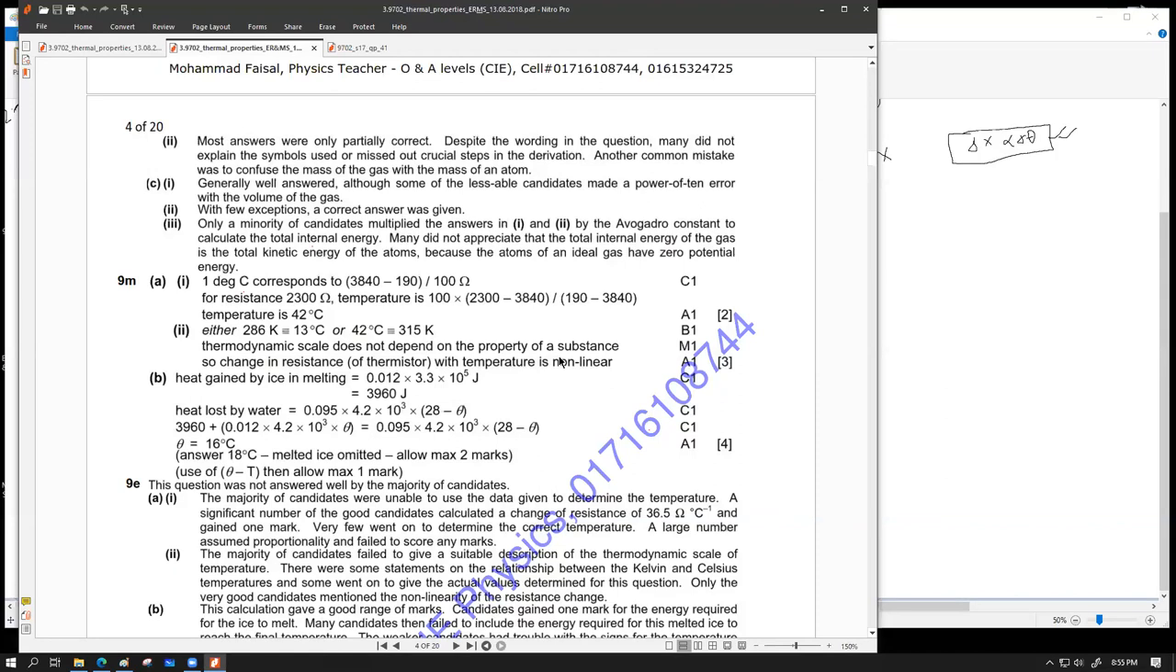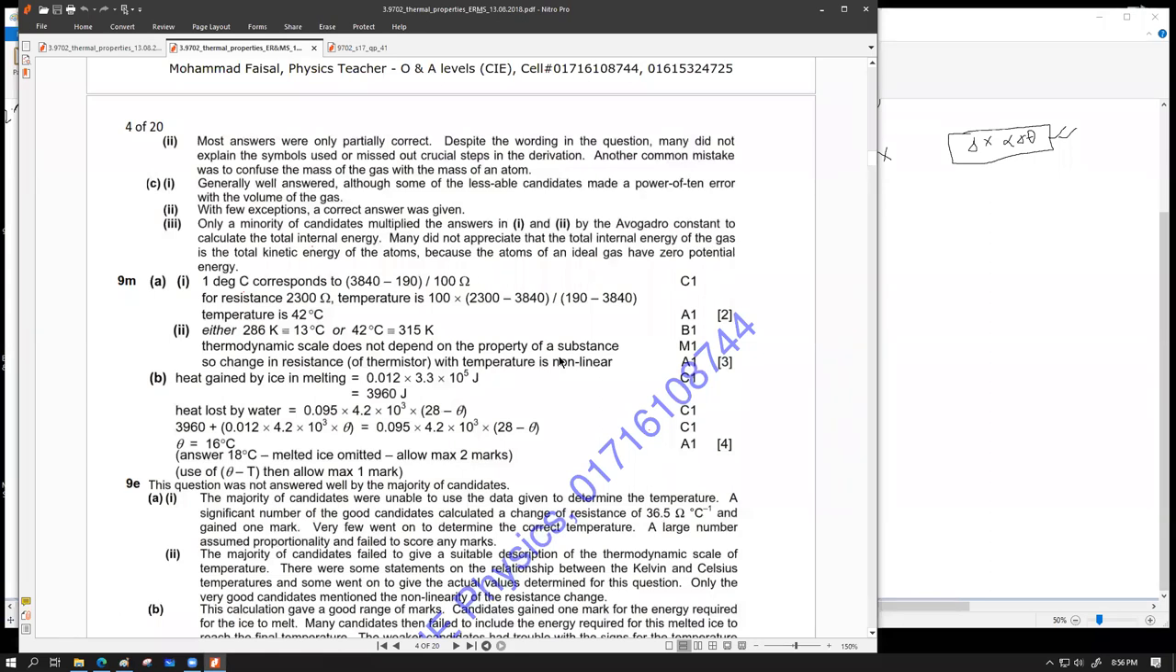One of the ways to make sense of this is that the degree Celsius scale is defined using a substance called pure water, whereas the thermodynamic scale is not exclusive for any specific substance or any other specific property. So that's the information that you have to provide.